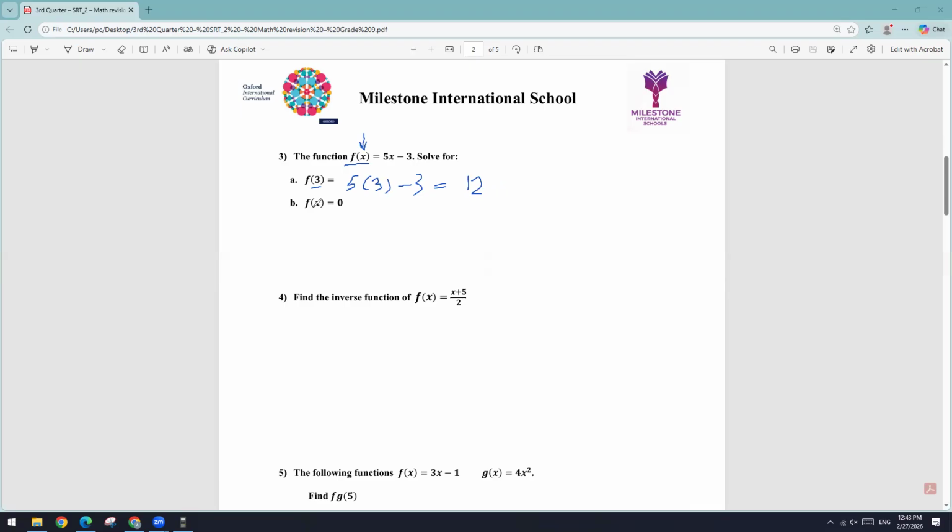Then the second part, it says f(x) is equal to 0. Now this time they didn't give me the value of x. They gave us the value of f(x), which is 0. Now write the same function, but instead of f(x), you should write 0. So let me write it down. I have, instead of f(x), I will write 0 is equal to 5x minus 3. So we just changed f(x) by 0.